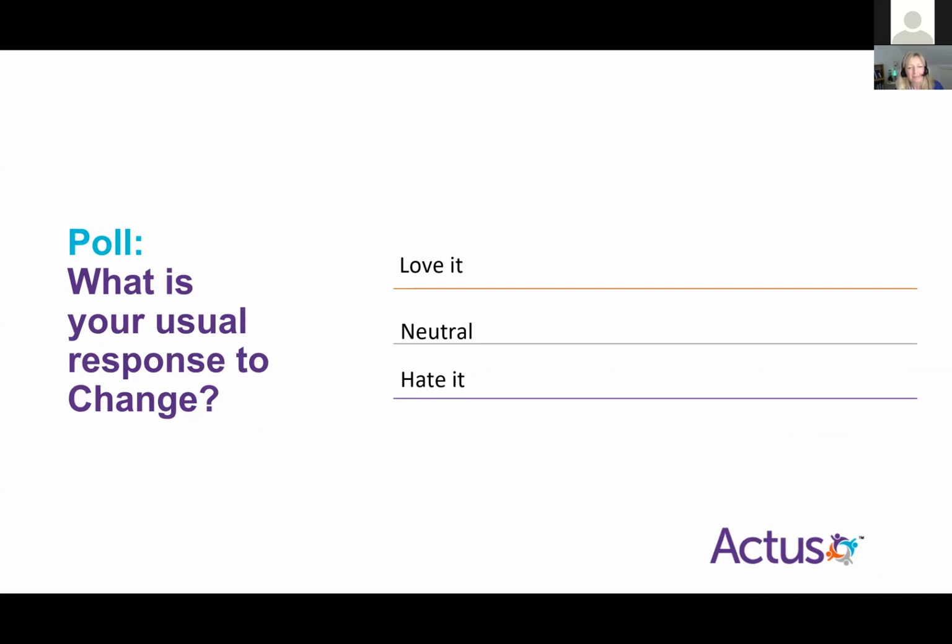This is interesting. So I've got 44% of you voted. Hopefully you should just be able to click on it and vote. It'll be quite straightforward.